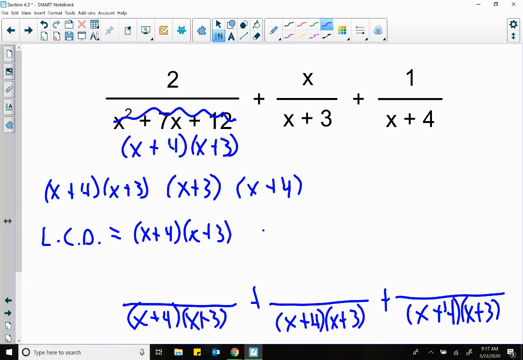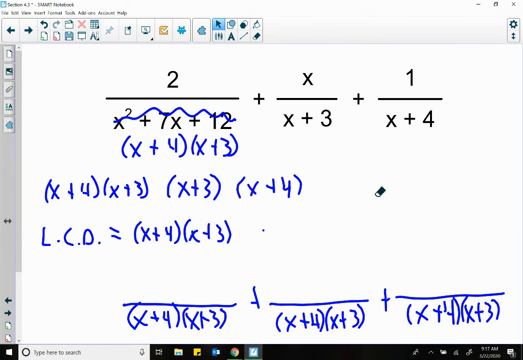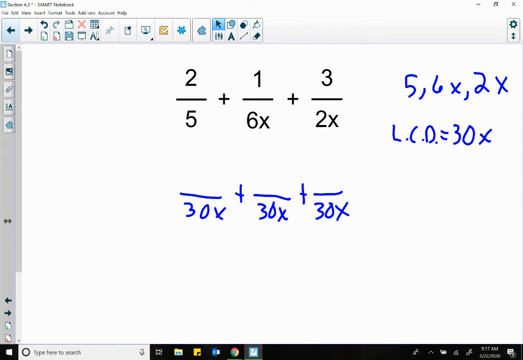Okay? And again, we're going to come back to this guy. This one is going to be one that I want you to try on your own after we see these other guys. Okay? So, and this problem will be a lot like this one right here. All right? So let's go back to this one. Okay? So we've got the LCD here.